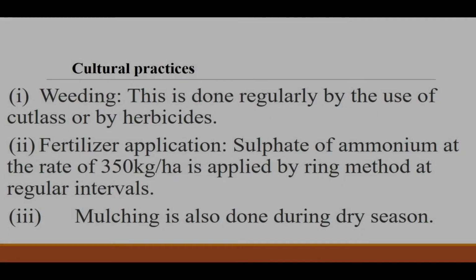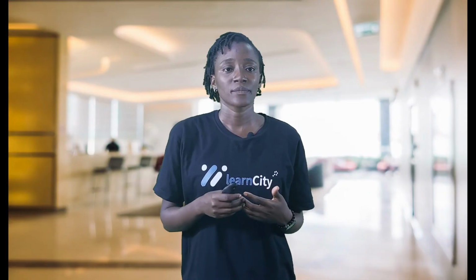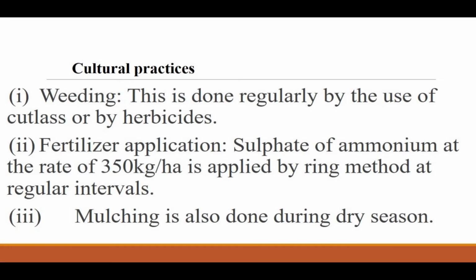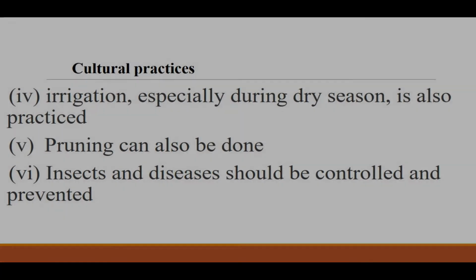Number 1 is weeding. This is done regularly with the use of cutlass or herbicides. Fertilizer application. Sulfate of ammonia at the rate of 350 kg per hectare is applied by ring method at regular intervals. Mulching is also done during dry season. Irrigation, especially during the dry season, is also practiced. Pruning can also be done. Insects and diseases should be controlled and prevented.